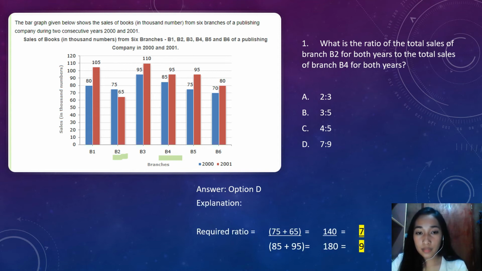Here is the explanation. You have to add the data of branch 2, which is 75 plus 65 equals 140, over the sum of branch 4, which is 85 plus 95 equals 180. And both of these should be reduced by 20, which arrives at 7 over 9, or 7:9. So the answer is letter D.